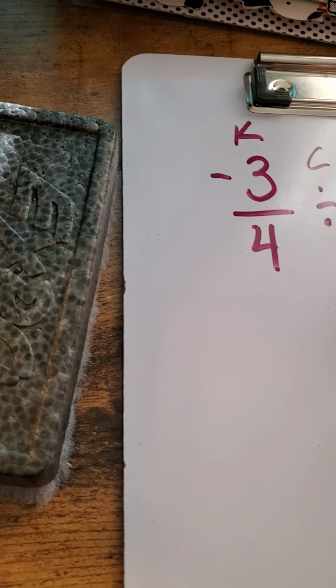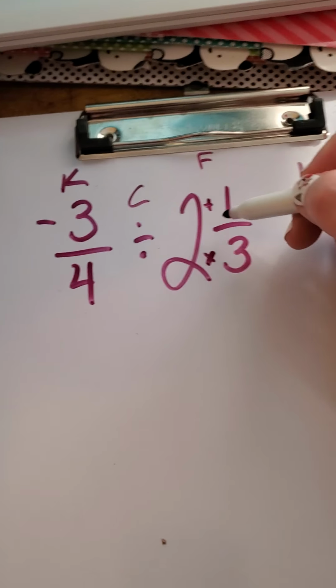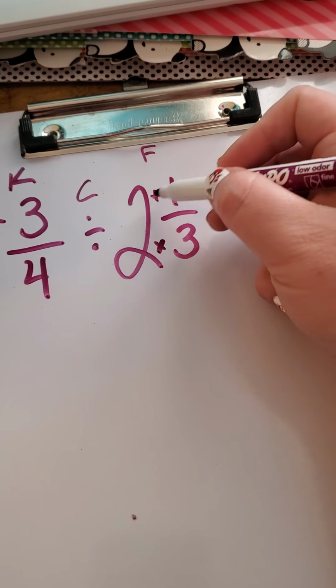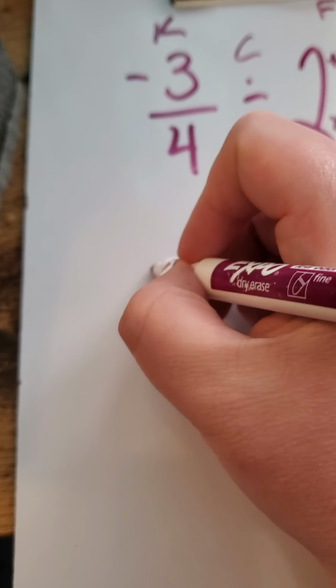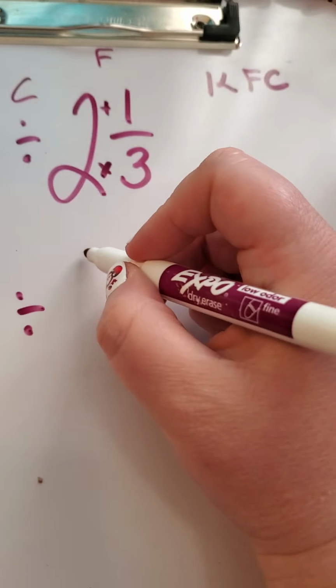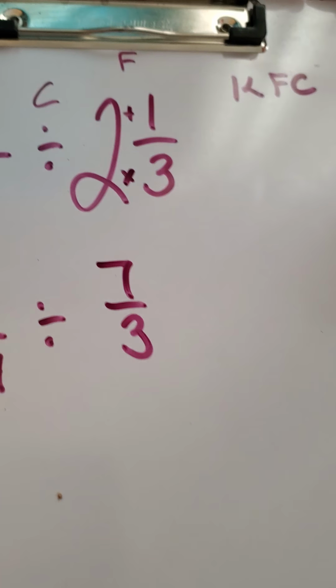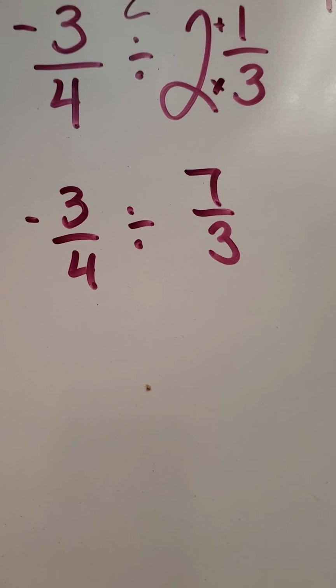So I'm going to do that by multiplying and adding. So 2 times 3 is 6, plus 1 is 7. So my new equation, -3/4 divided by 7/3. The denominator stays the same. Now I can do the KFC.